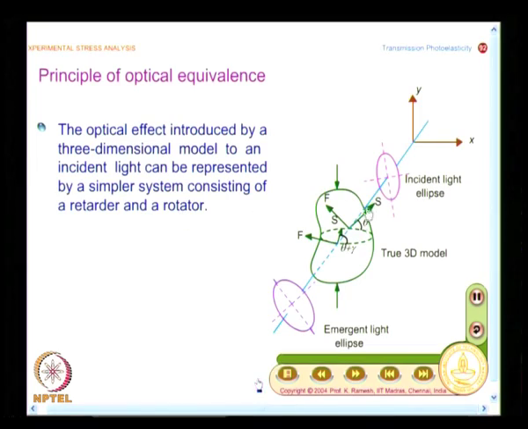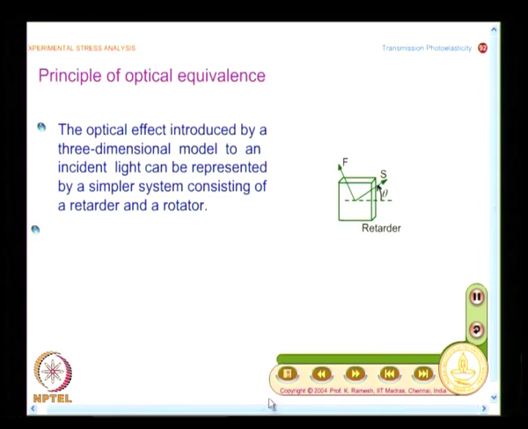So, the idea here is, I want to find out an equivalence of what happens inside a 3 dimensional model optically, because we are only providing an optical equivalence. We are only looking at the incident and exit light ellipse. We match the incident and exit light ellipse by replacing the 3 dimensional model by a retarder and a rotator. That is why it is called the principle of optical equivalence.